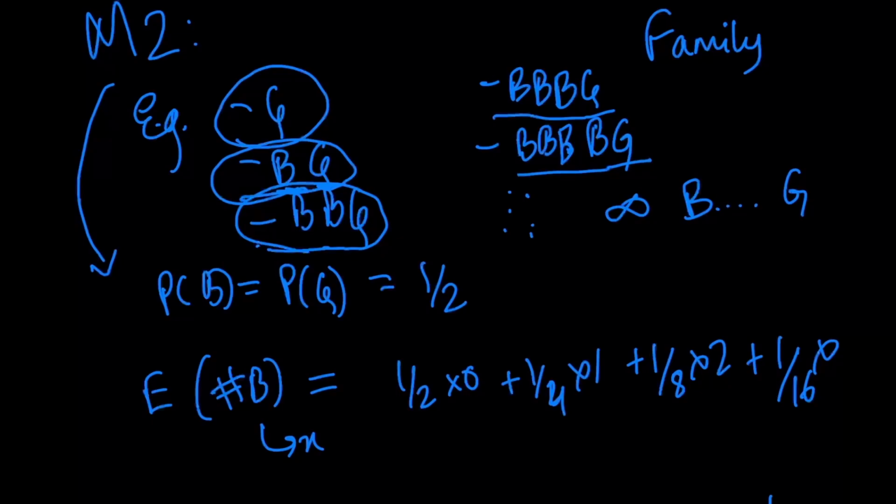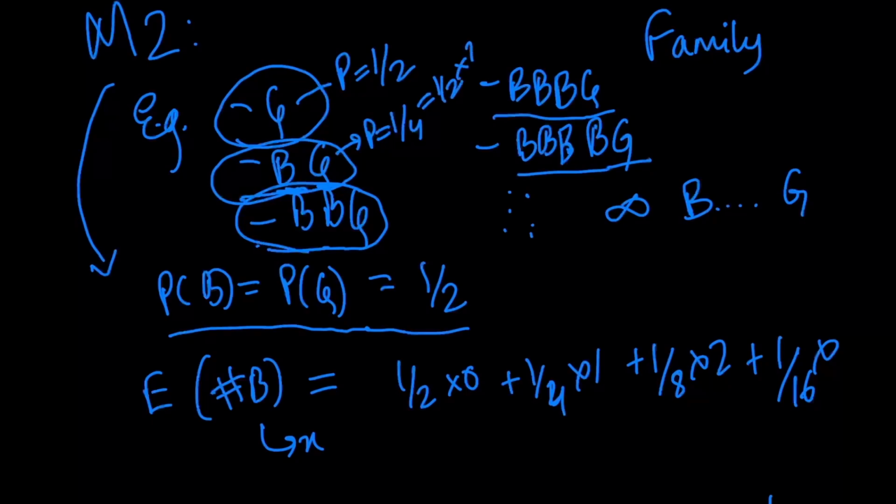However, the probability of those cases keeps getting smaller and smaller. Since we know that the probability of getting a boy or getting a girl is 1 by 2, basically the probability of this case becomes 1 by 2. For this case, it becomes 1 by 4, as it's basically 1 by 2 into 1 by 2. The first 1 by 2 is for the boy, and the second 1 by 2 is for the girl.